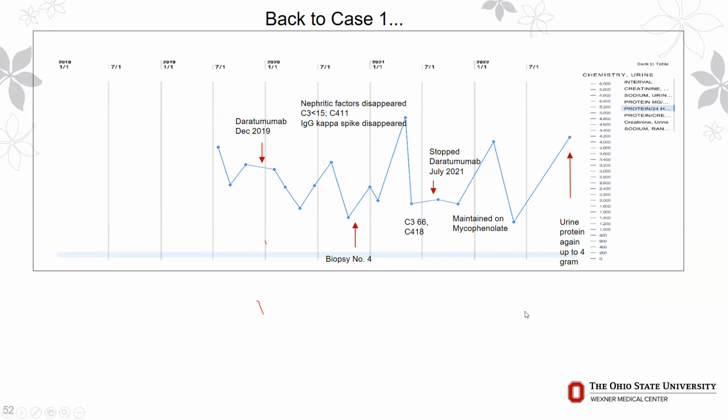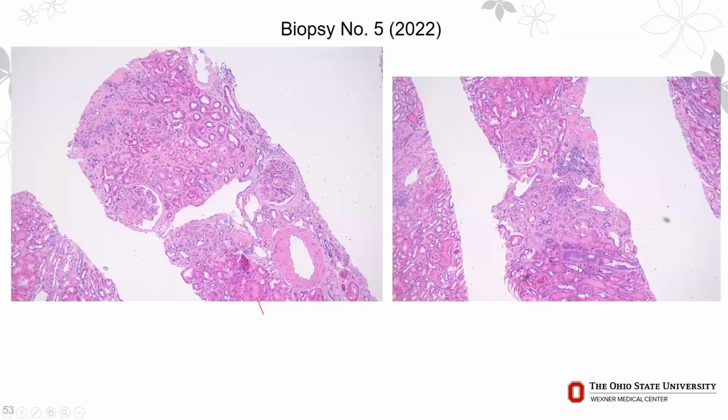And then coming back to our case, as you know, daratumumab was stopped. The patient was being maintained on mycophenolate. Lo and behold, proteinuria again started to go up towards the end of 2022. It was again up to 4 grams. The patient comes back, we go for another biopsy. This is biopsy number 5.